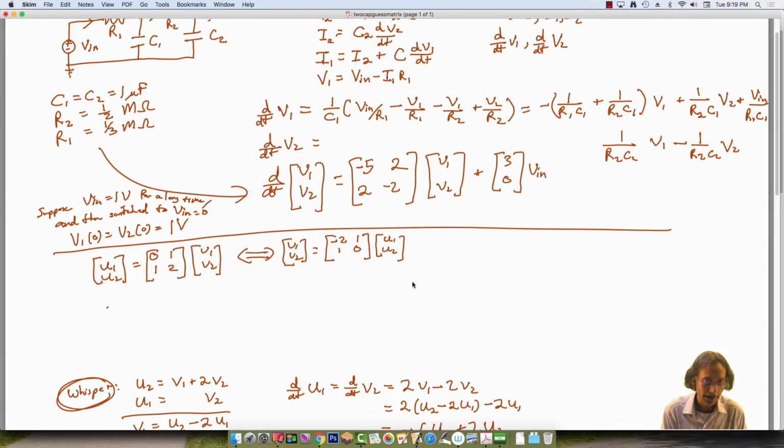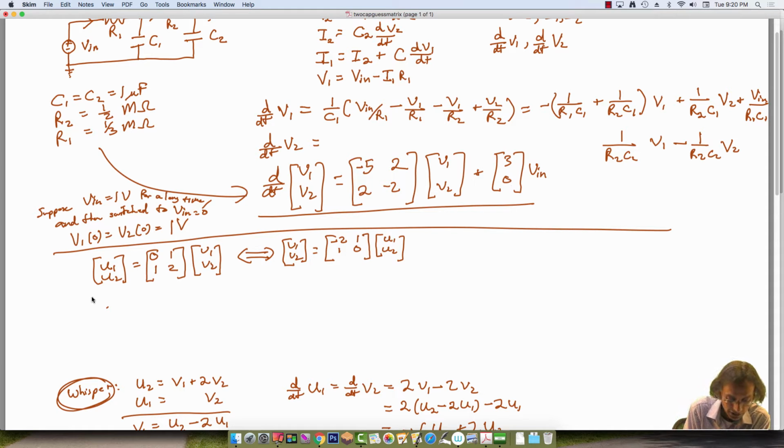So we have this way of going back and forth between u's and v's. So in this picture, given that we have a way of going back and forth between u's and v's, we can now take this differential equation and use this change of coordinates to get this in terms of u's. So what do we do? We say d by dt of u1, u2 equals 0, 1, 1, 2 times d by dt of v1, v2.